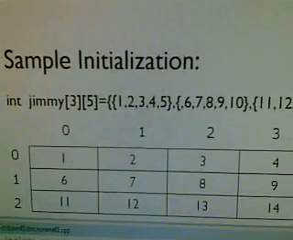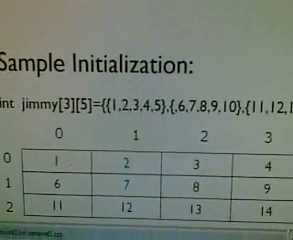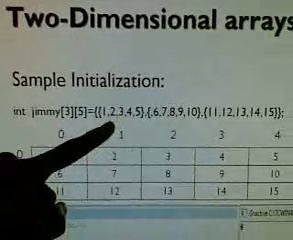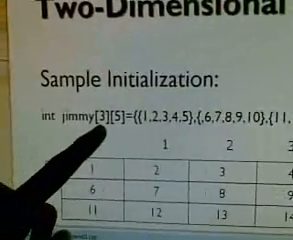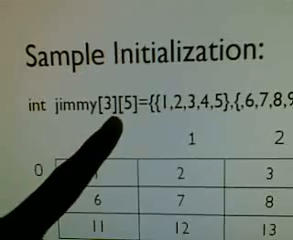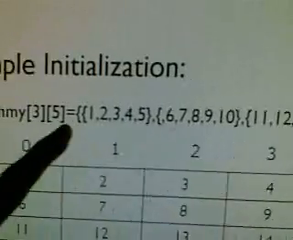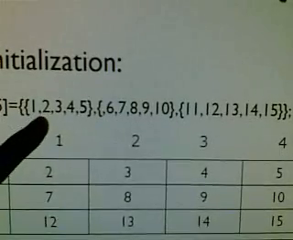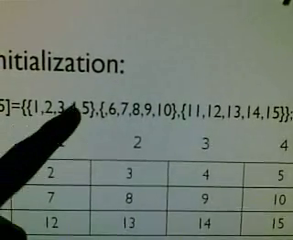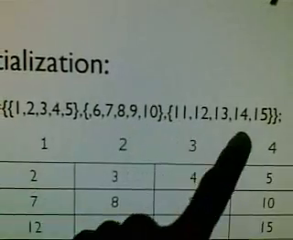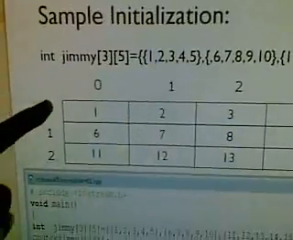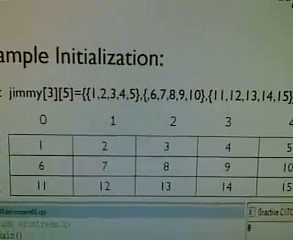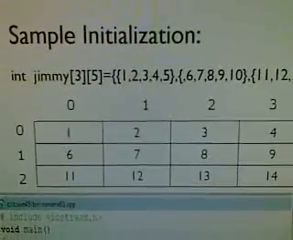Sample initialization of a two-dimensional array. For this example, int jimmy[3][5]: row 3, column 5. That is the size of the array. These represent the elements of the first row, second row, and third row. This represents the index of the column, and this represents the index of the row.